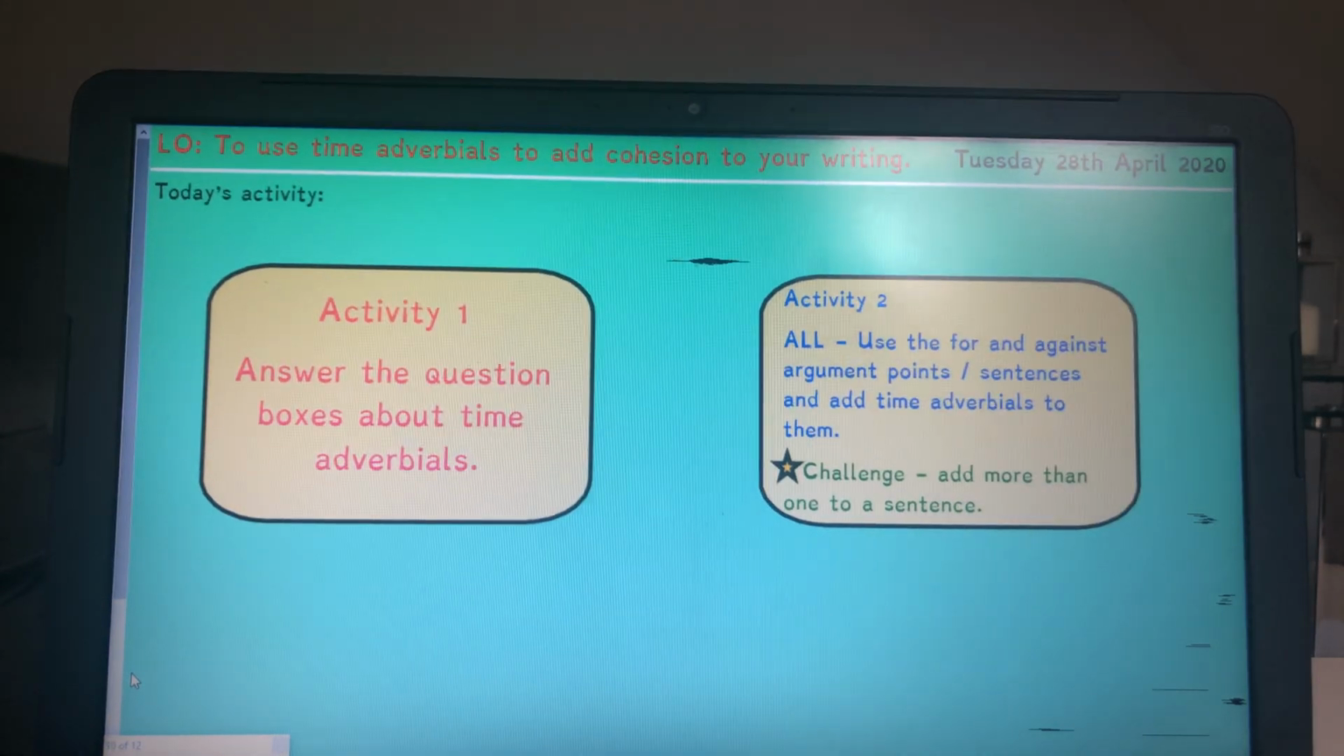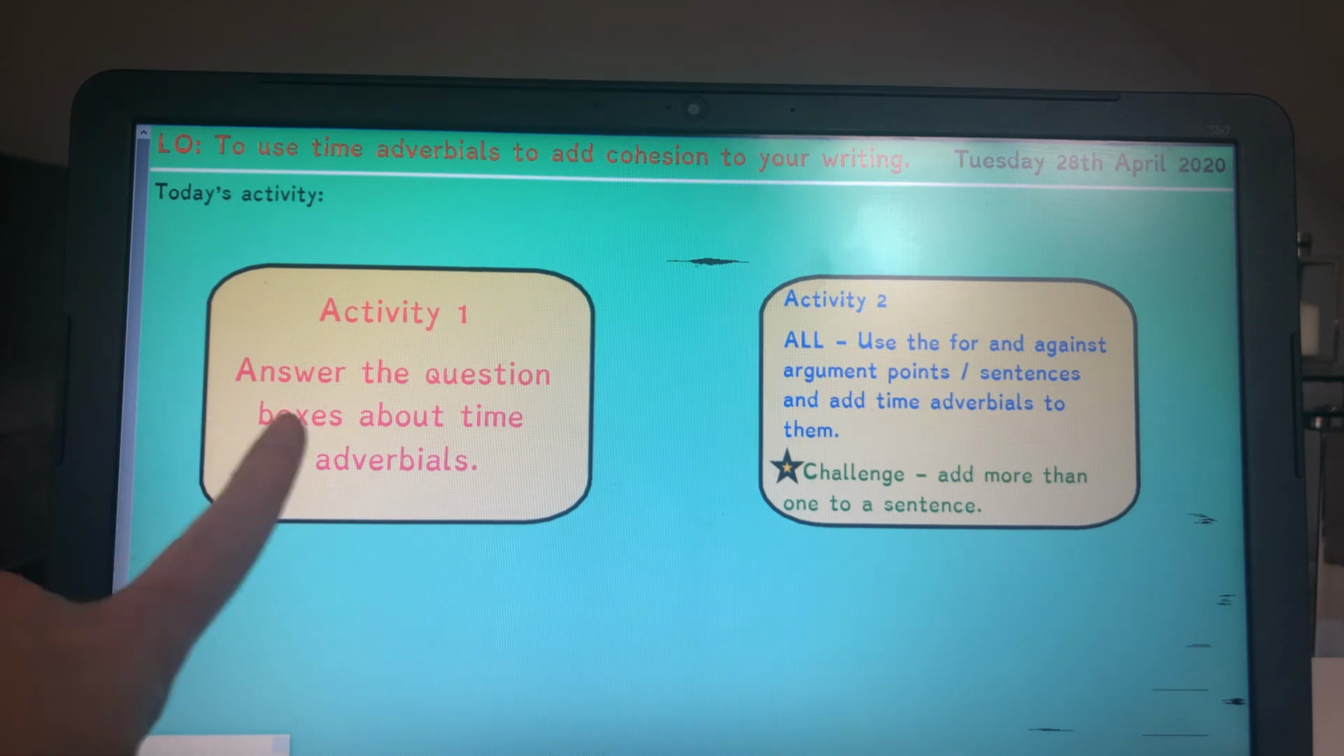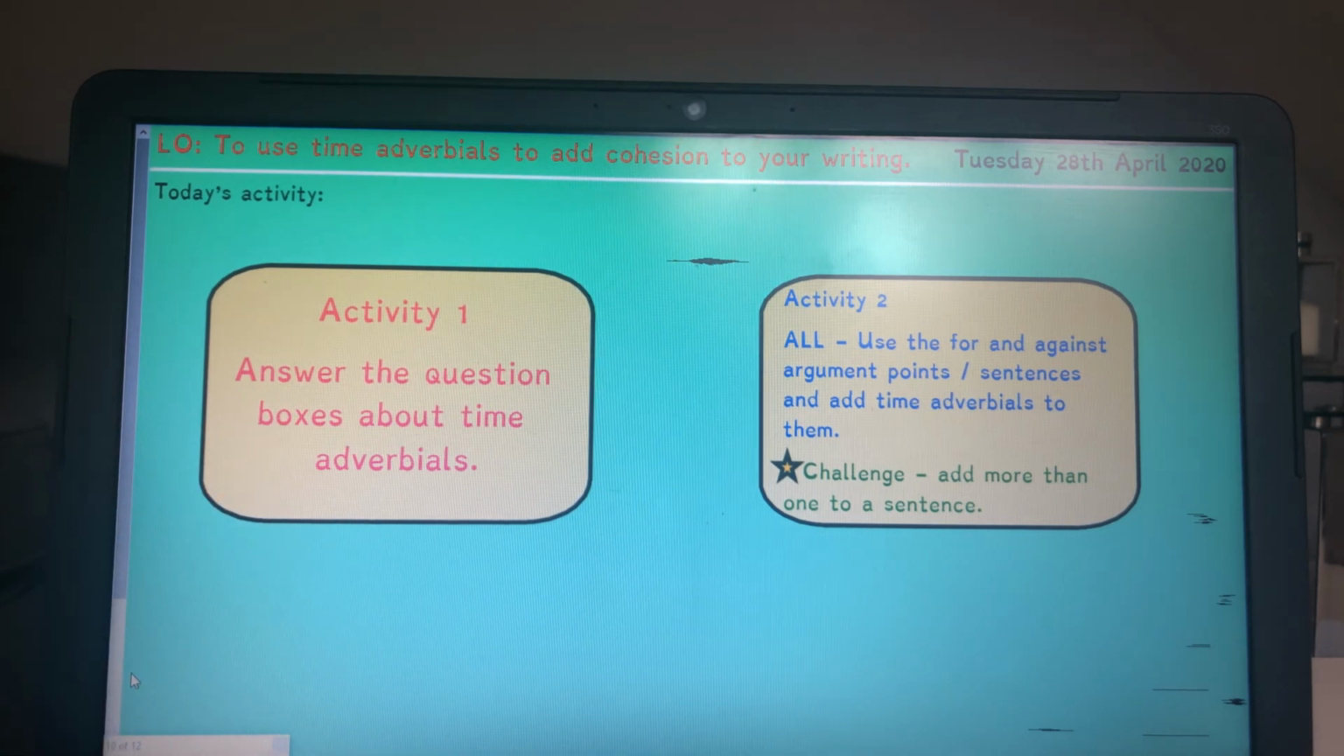Let's have a look at our activities for today. So activity 1, you're going to answer the question boxes about time adverbials. So there's a worksheet attached with some questions about time adverbials. Activity 2, so we're all going to do the same thing today. You're going to use the for and against argument points that I've attached, about children having break time at school or home learning right now. Okay, so it's arguments for and against that, just simple arguments and sentences. And I would like you to add time adverbials to them to improve them.